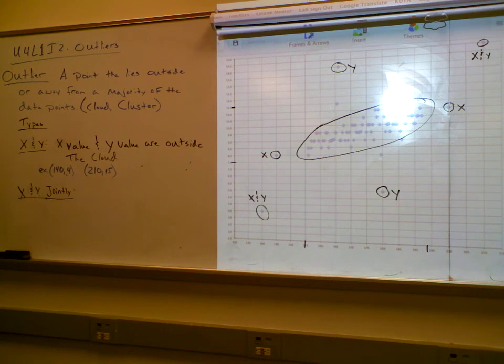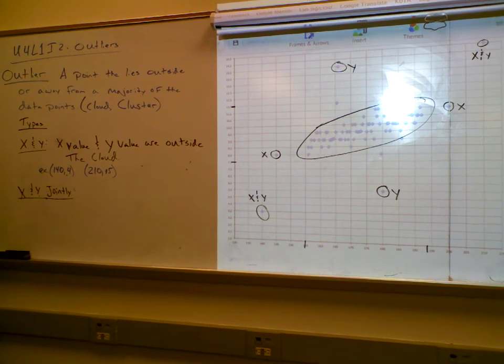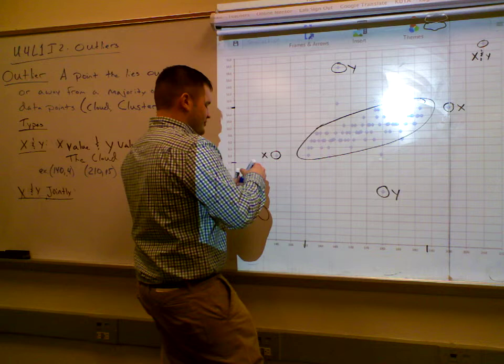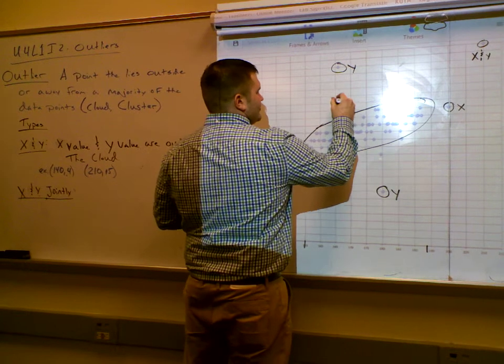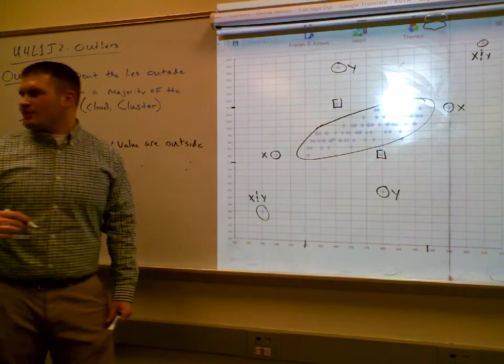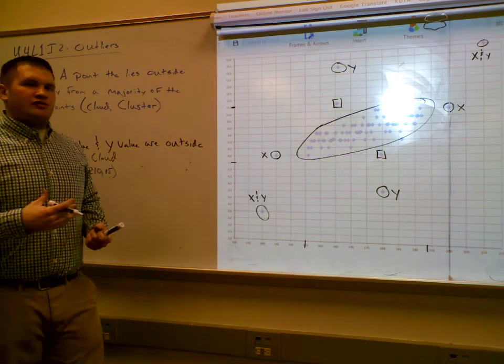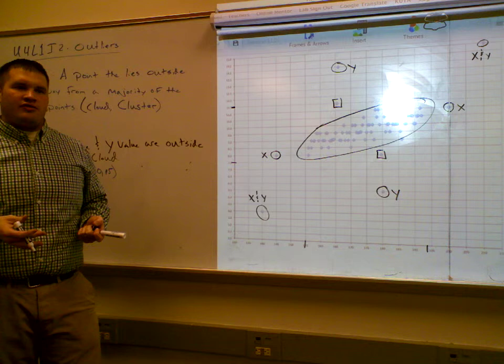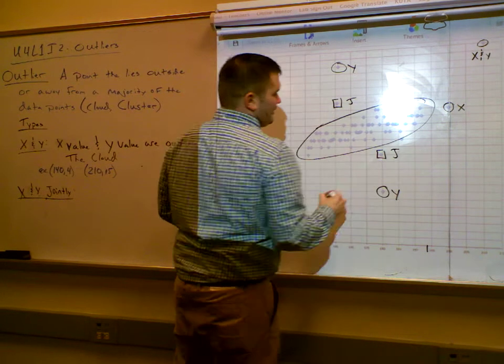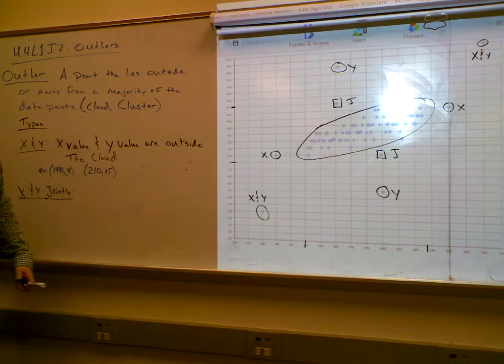Last ones. X and Y jointly. Toughest ones to identify because they are the closest to the cloud. Okay. So the ones that are X and Y jointly, that one and that one. The last two outliers we're going to talk about, the last two points that are outside our cloud. We're going to write a J by these for jointly.